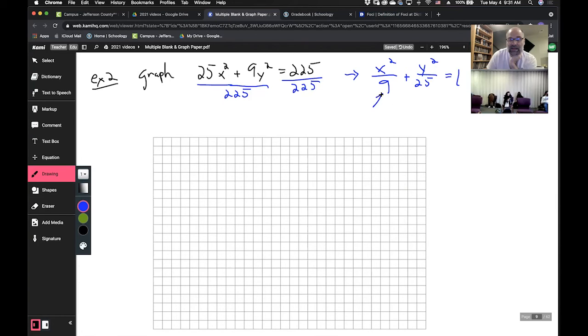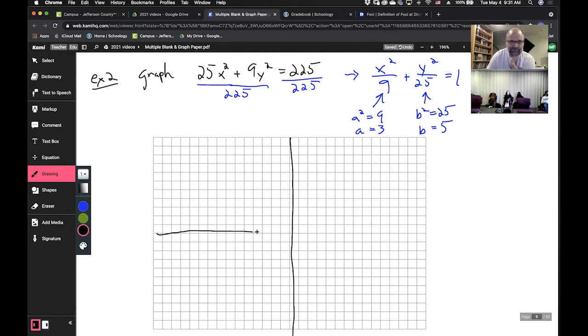So remember, this is a squared, right? That equals 9, so that means a equals 3. So this is my b squared. b squared is 25, so that means b equals 5. All right, so let's graph this.